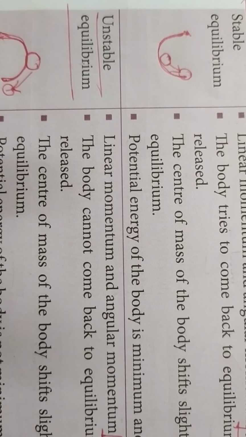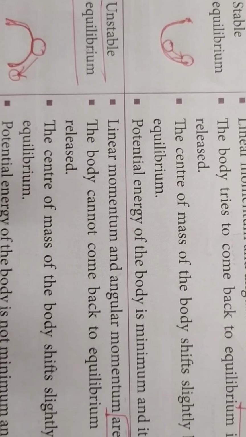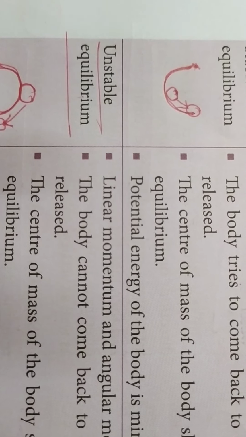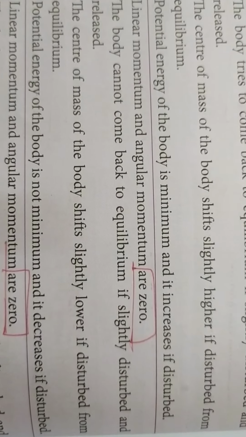When the ball is moved up, the center of mass of the body is shifted slightly higher, whereas the potential energy of the body is minimum and increases if disturbed. When the ball is brought to the top end of the bowl, the potential energy actually increases. That's why it is given here.